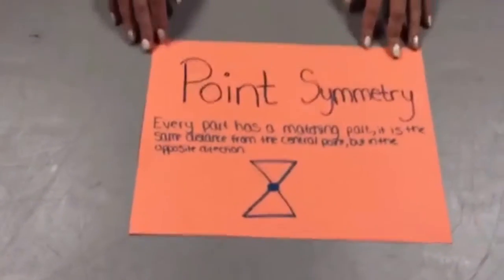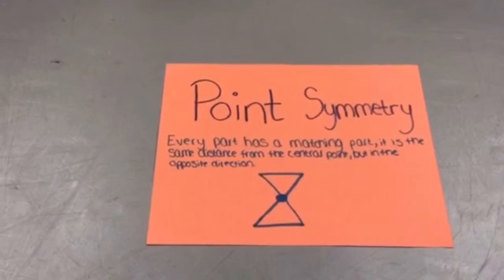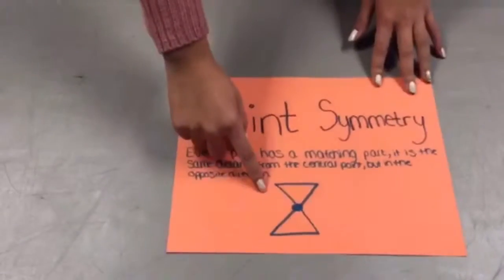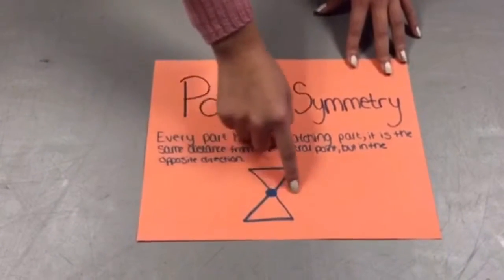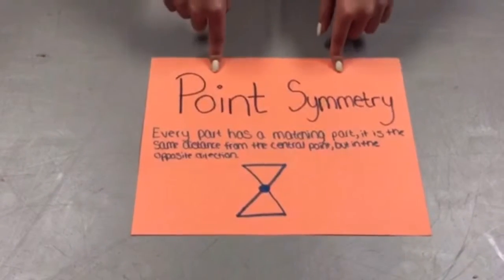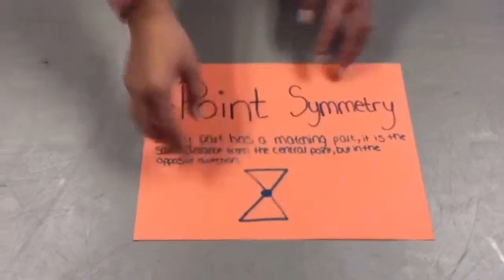And then this is point symmetry. Every part has a matching part. It is the same distance from the central point, but in the opposite direction. So here's an example of point symmetry. So this is the point that separates the two, but they're still the same. The difference between point symmetry and reflectional symmetry is that point symmetry still connects.